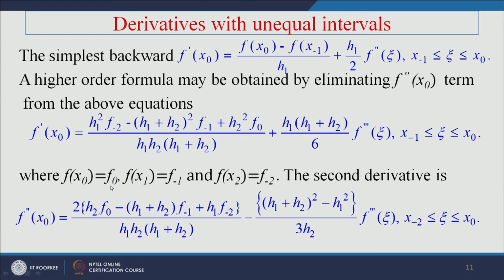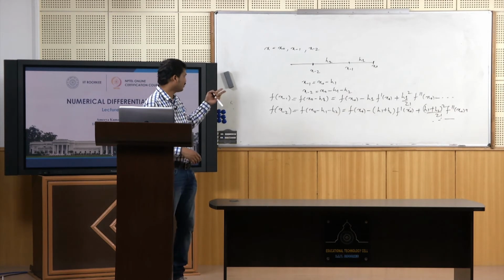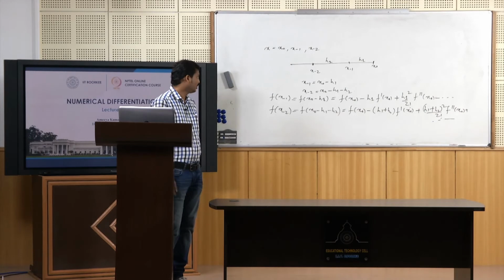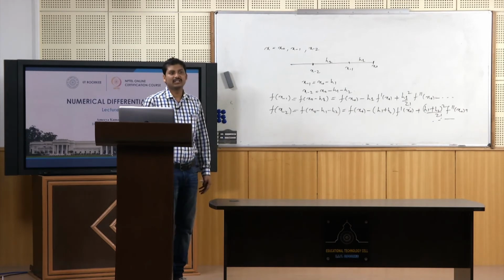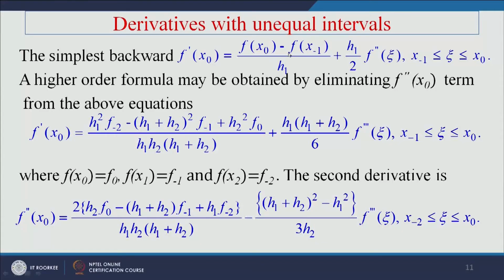Similarly, if we want to evaluate the second order derivative, we have to eliminate the first order derivative term from both these equations. So we multiply the first equation by h1 plus h2 and the second equation by only h1, and if we subtract, we obtain the second order derivative in terms of h1, h2, f0, f of minus 1 and f of minus 2.